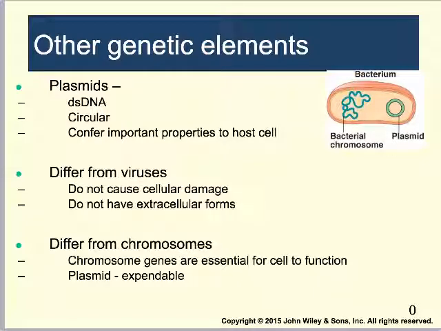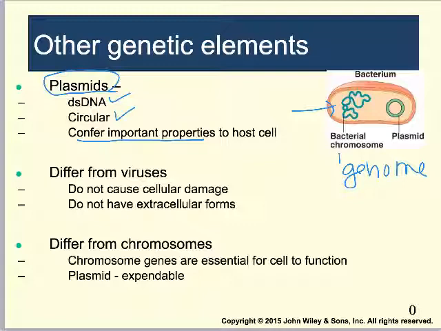Now other genetic elements that are found, the big one that I have on this slide is plasmids. Here's a picture with the bacterial chromosome. It's a circular chromosome with all the genome in there. And then the plasmid. The plasmid is extra. The plasmid is double-stranded and circular, but it can give important properties to the bacteria. It can code for the production of different proteins. Its DNA can be read, and it makes proteins that give the bacteria with the plasmid an evolutionary advantage over others.